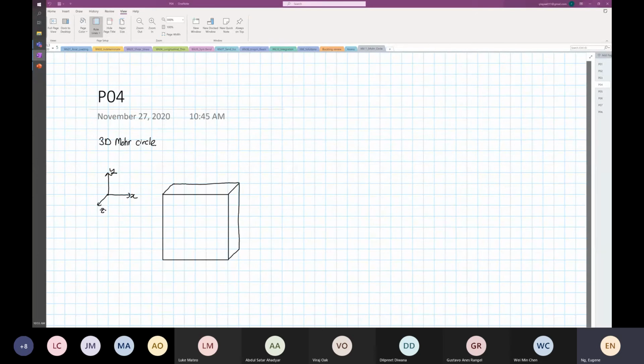So you have stress. Over here is stress in the x direction, stress in the y direction, and stress in the z direction. Then we have another plane. So you have 3 normal stresses, and you also have 3 shear stresses.